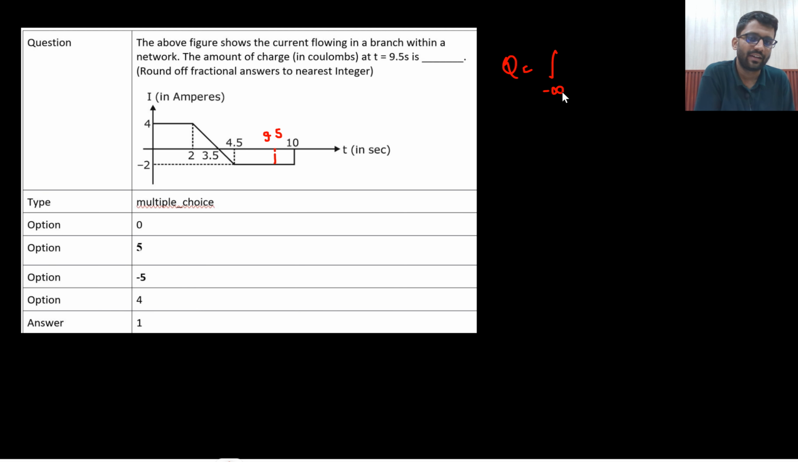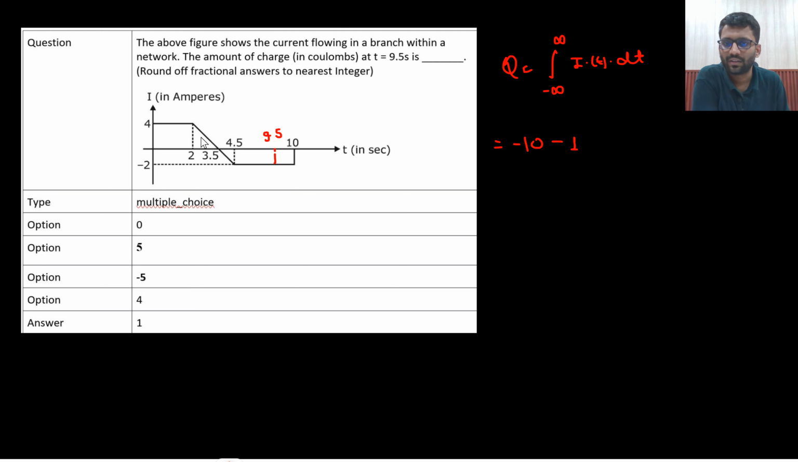Charge is the integration of I dt, so you just need to find the area. So 5 into 2 is 10, minus 10 for this area. What about this? This area is minus 1. 1 by 2, this area is minus 1.